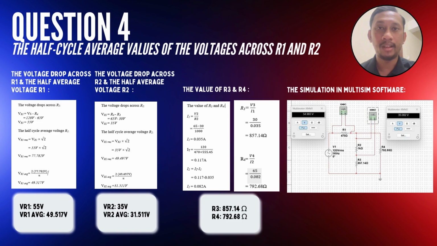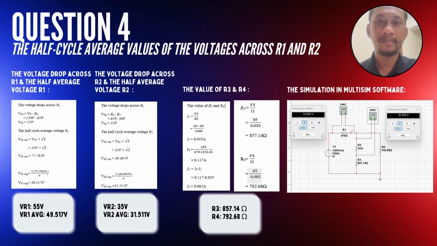So now I would like to continue with question 4, which is the analysis of half cycle average voltage in a simple resistive circuit. The concept of half cycle average is crucial in understanding the behavior of AC waveforms, especially in power electronics and signal processing applications. By focusing on half cycle, it will provide insight into signal characteristics while reducing computational complexity.